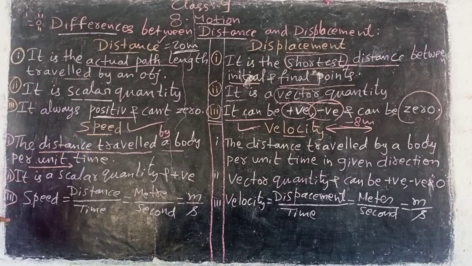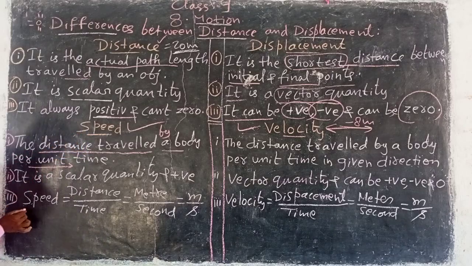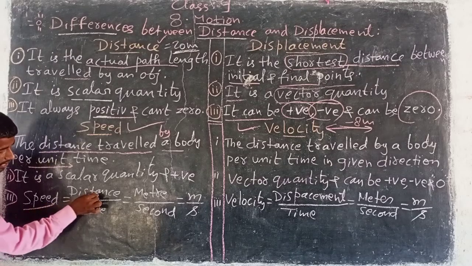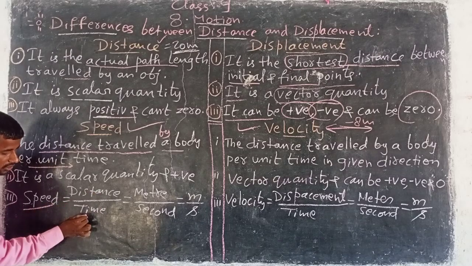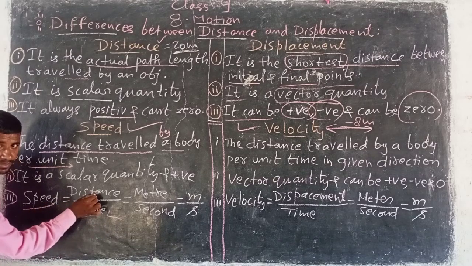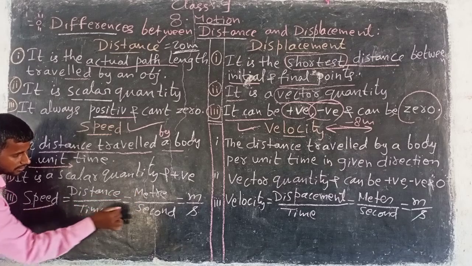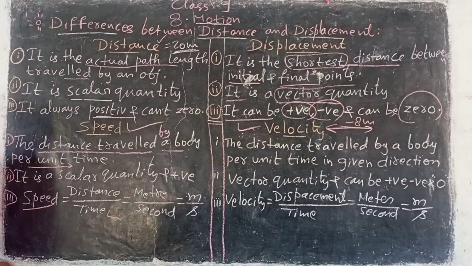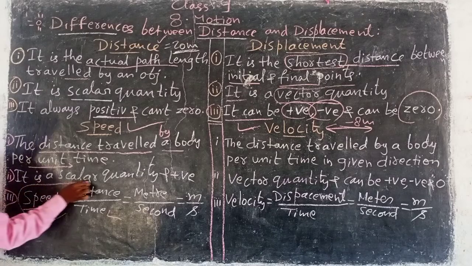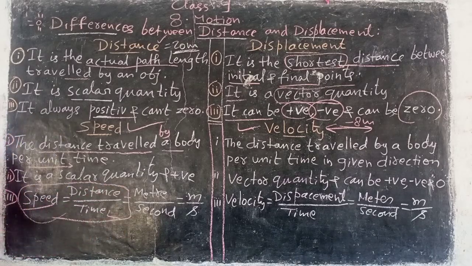Look here. What is speed? Speed definition: speed is distance traveled by a body per unit time. Distance can be measured in meters, time can be measured in seconds, so the unit is meter per second. This is the speed formula.